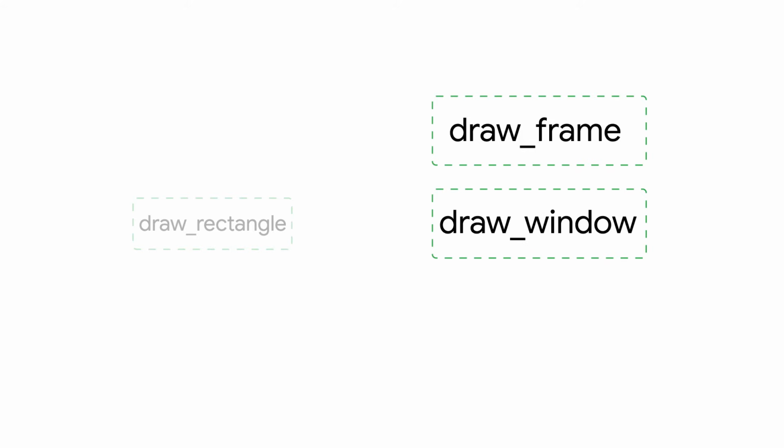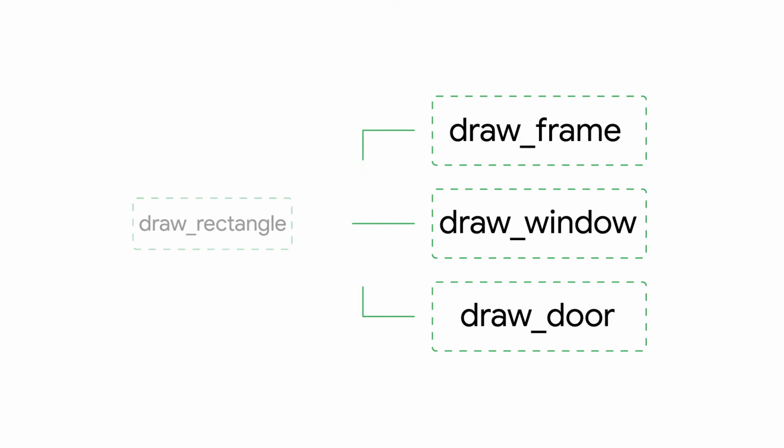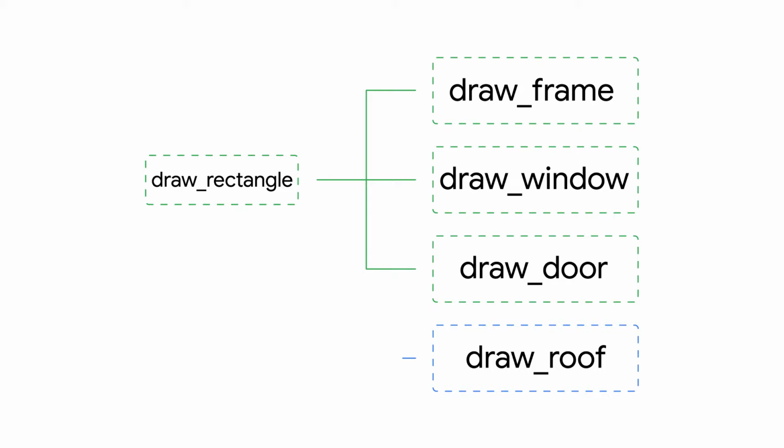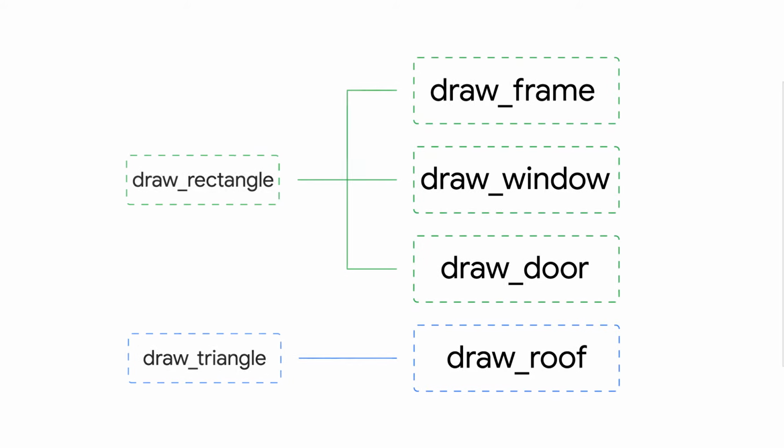Now let's take one more step and create some really descriptive function names. Let's create functions called drawFrame, which draws the house, drawWindow to draw the windows, and drawDoor to draw the doors. These functions will call drawRectangle. Let's also create a function called drawRoof, which calls drawTriangle to make the roof.